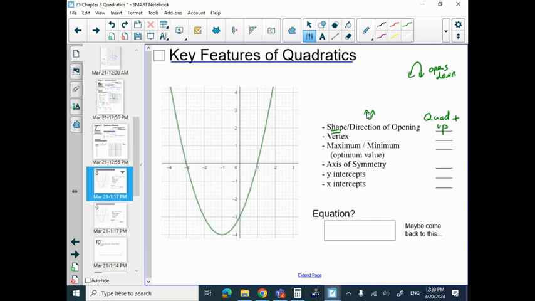The vertex is a spot we're going to be labeling and noticing. So the vertex in this one is right there. I'll make sure to label it there. And so the vertex is over 1, back 1, and down 4, right? So -1, -4. So that's going to be labeled in there as -1, -4. That's the vertex.